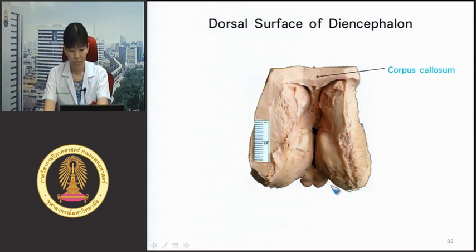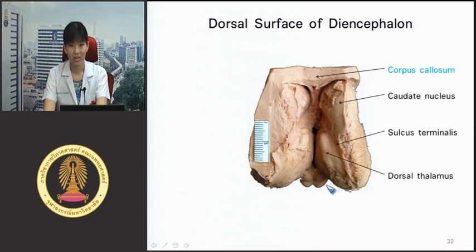Dorsal surface of the forebrain shows the caudate nucleus and dorsal thalamus separated by sulcus terminalis.